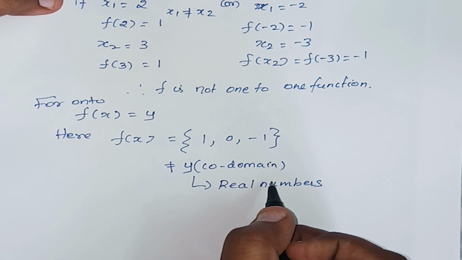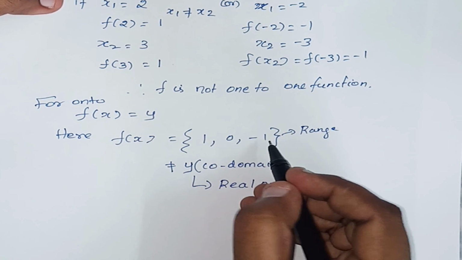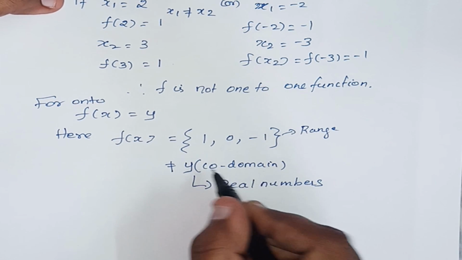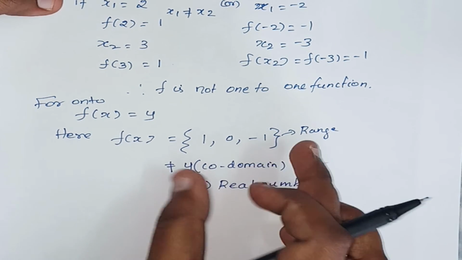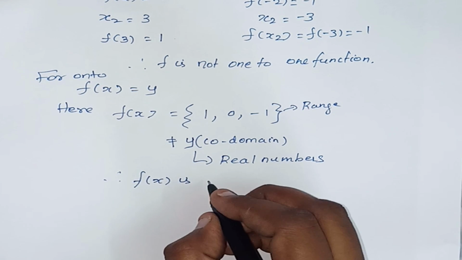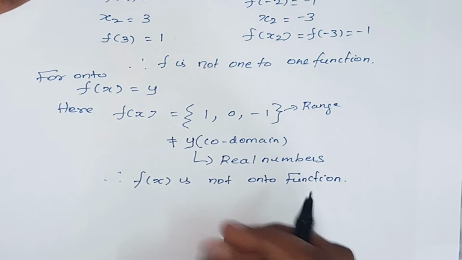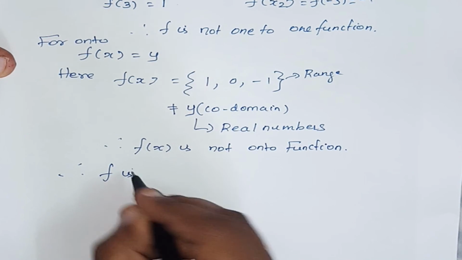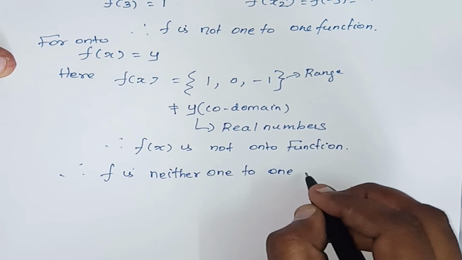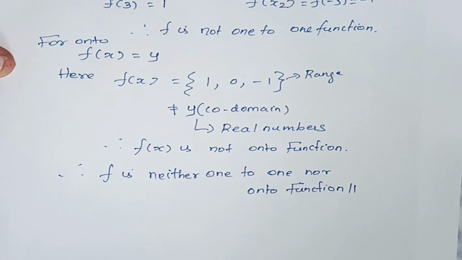So this is not equal to this codomain. So we can take these numbers as range also. Okay, so this is only range, right? So f of x is equal to 1, 0, minus 1. This is not equal to y, that is codomain. Because codomain should include all real numbers. But here f of x is only 3 numbers only. So this f of x is not onto function. Therefore, function is neither one-to-one nor onto function. Hence, we proved this function is neither one-to-one nor onto functions.